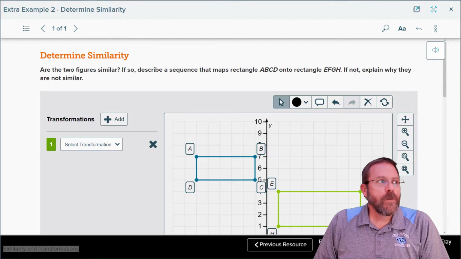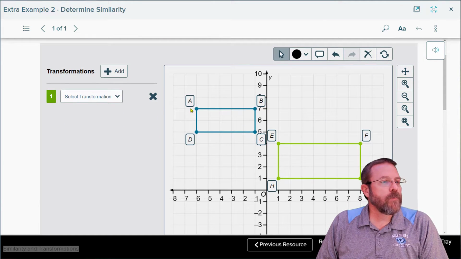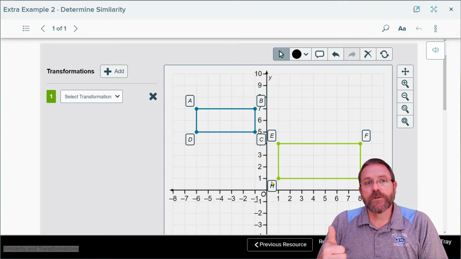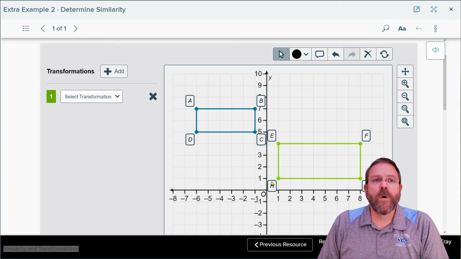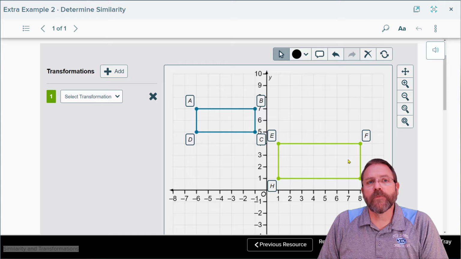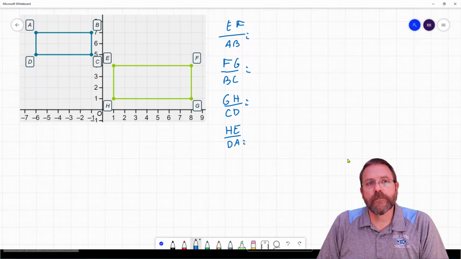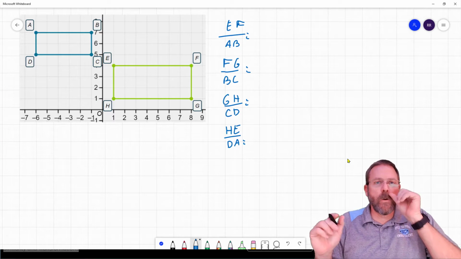Easy math. Now you get to work extra example number 2, where you're going to be comparing rectangle ABCD to rectangle EFGH. We're going to take and find out whether or not the corresponding sides are congruent. If they are congruent, then you're going to have to figure out what kind of transformations are going to be needed to get them to overlap so that they will be similar figures. Okay, I've got it all set up now.